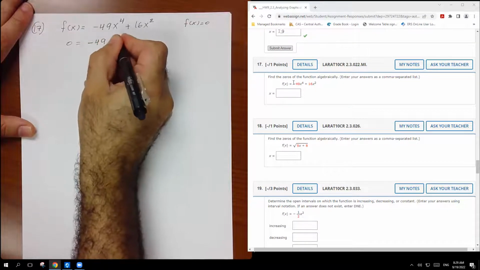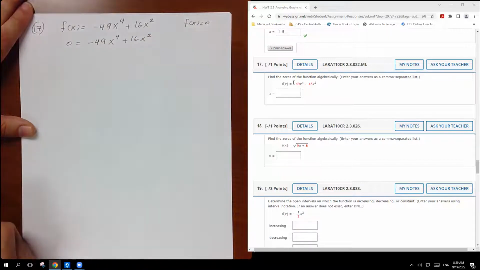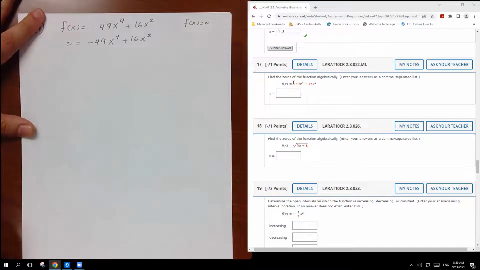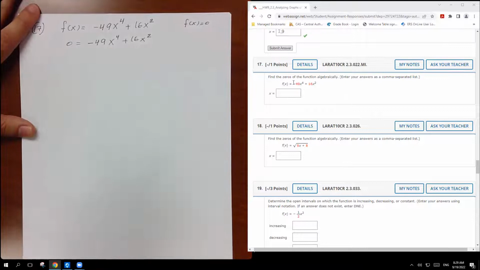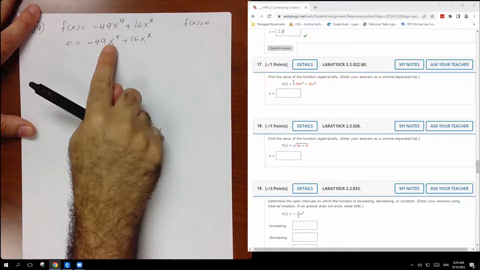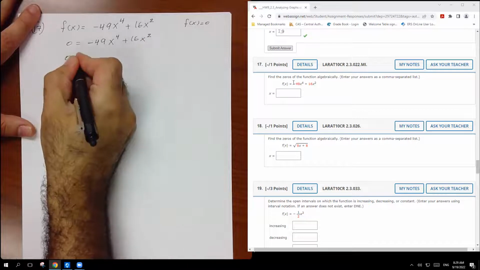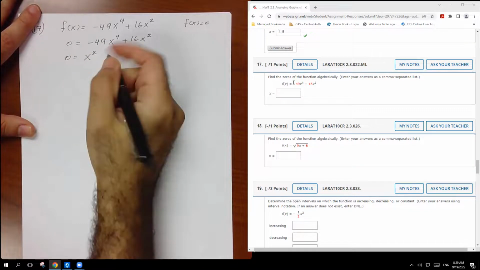Equal negative 49x to the power 4 plus 16x squared. Now I need to factor this side. So how am I going to factor this side? Always check the first step. Do I have a GCF? Yes, I have a GCF between x to the power 4 and x squared. So I'm going to take the x squared as a common factor between these two terms.